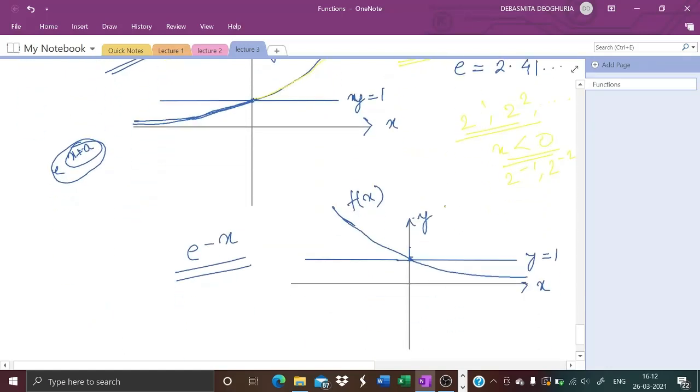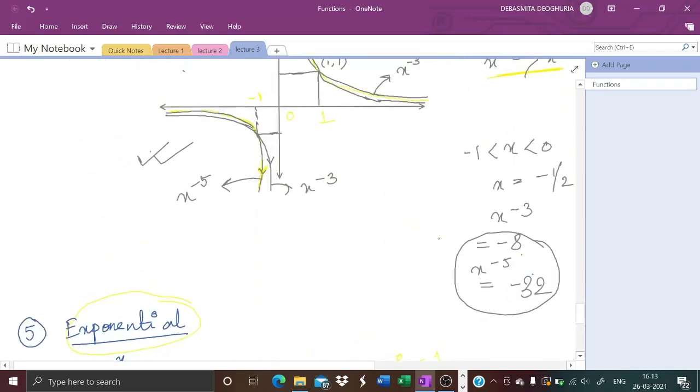Cool. Now for e to the power minus x, it will be just the opposite. You can also understand it like this: if x is negative, then the exponent becomes positive, so it will be greater than 1. And if x is positive, the values would be fractions, less than 1. So it would go like this. And at x equals 0, it is 1.